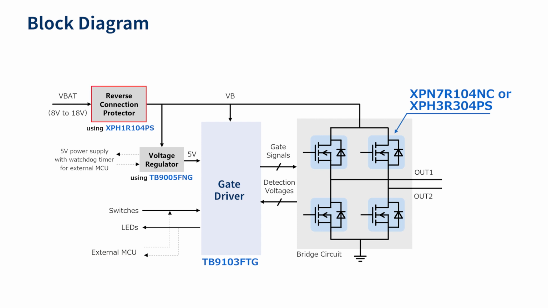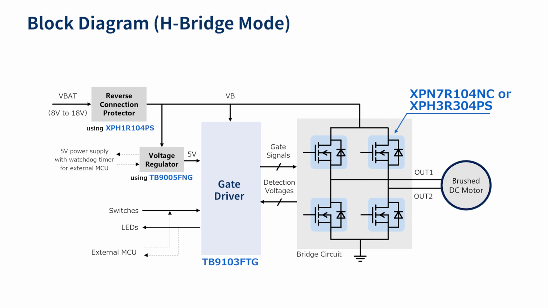The reverse connection protector circuit prevents the current flow when the polarity of input DC power supply is incorrect. It uses XBH1R104PS MOSFET as the switch to protect this design.